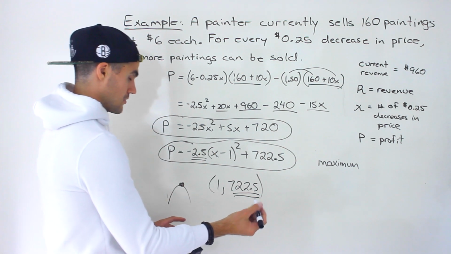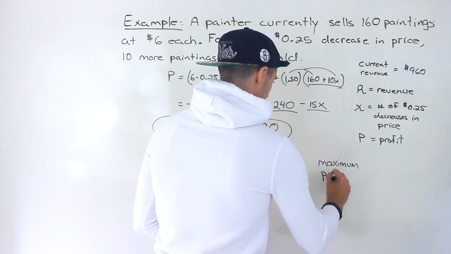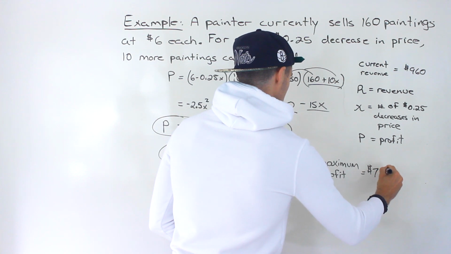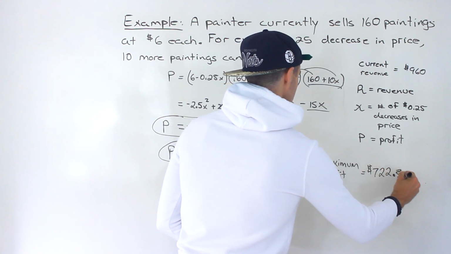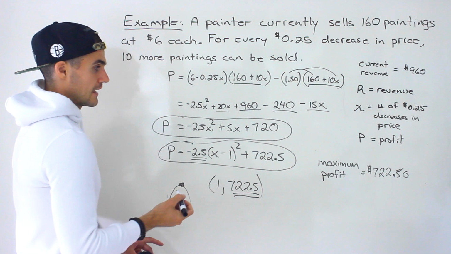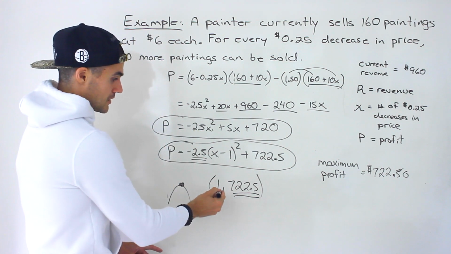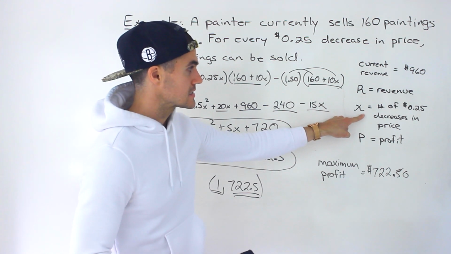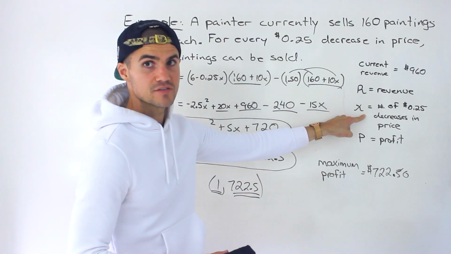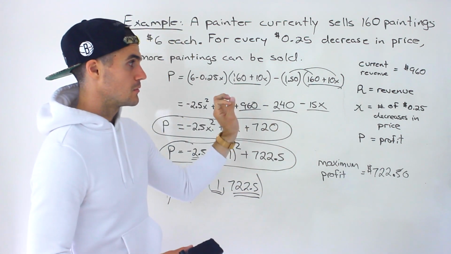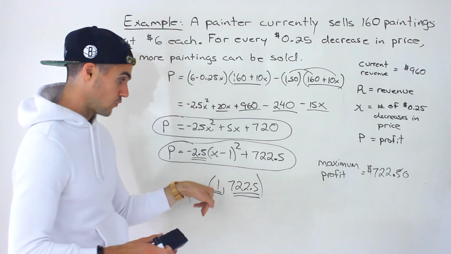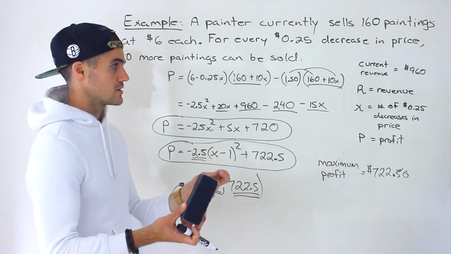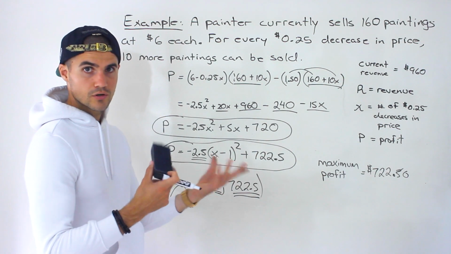So the maximum profit is going to equal $722.50, like that. Now, when is the maximum profit going to happen? Well, when x is 1, meaning if we decrease the price by only 25 cents. So notice that revenue was maximized when x was 4, but profit is maximized when x is 1. So that's what I said before. Profit, revenue, they're totally different.